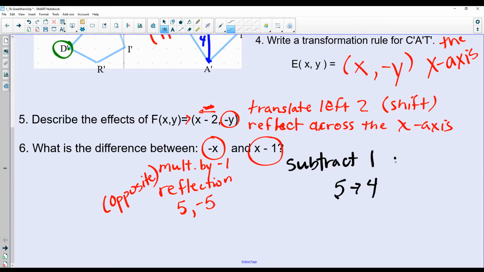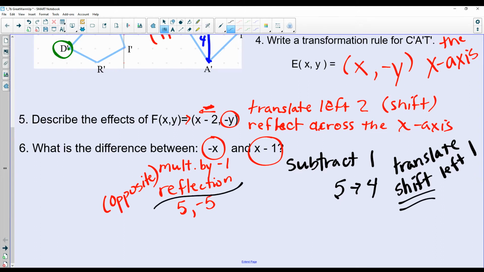This is a translate, okay? So this would be a shift left 1, okay? So here we're talking about a shift, and here we're talking about a reflection. So make sure you see the difference there with those. All right, a little review there.